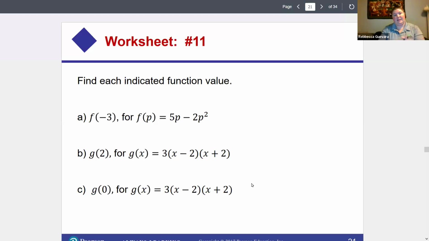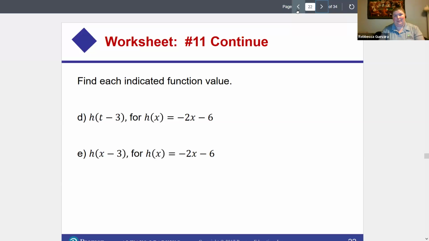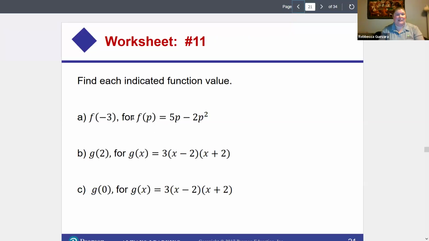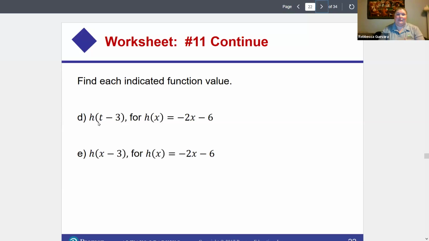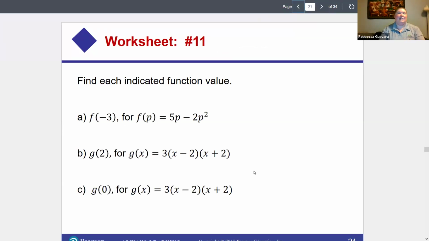All right, if you take a minute and pause, you'll have question 11 on your worksheet. Question 11 has 5 parts to it. Same thing, you have a function, and then here you're asked for f of negative 3. This one's going to be g, so g of 2. Same function, except now we're looking for g of 0. Then we have this h. In this case, we're replacing it with another expression. Just take a moment to work on that, and then we'll come back and go through them.